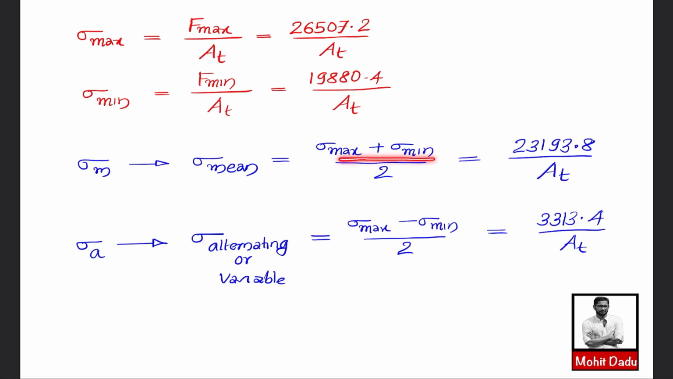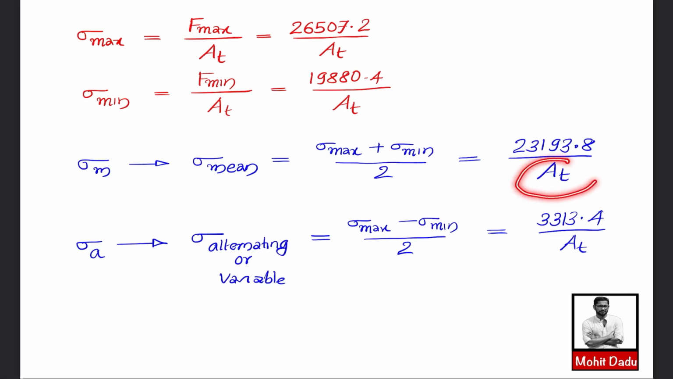So sigma mean is sigma maximum plus sigma minimum by 2. Finally this will give the expression 23,193.8 divided by At, and sigma alternating equal to 3,303.4 by At. So now we have the mean and alternating components, and all the properties are given. So now you can apply the fatigue failure theories, that is the Soderberg equation and Goodman equation.